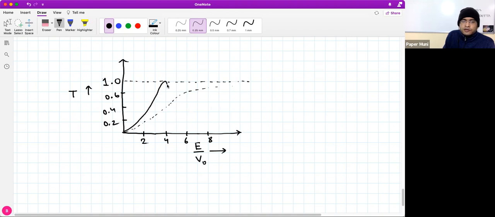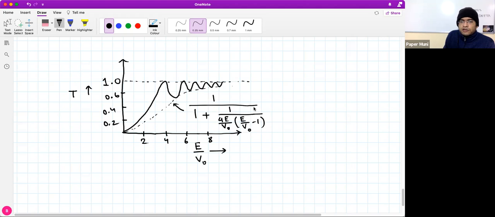It increases first to 0. This goes to 1 and then comes back and keeps on oscillating like this. The values keep on oscillating like this, and this envelope which we have drawn here is actually this plot. This is 1 plus 1 by 4 e by v naught, and this is e by v naught minus 1. All right, so this is the envelope.